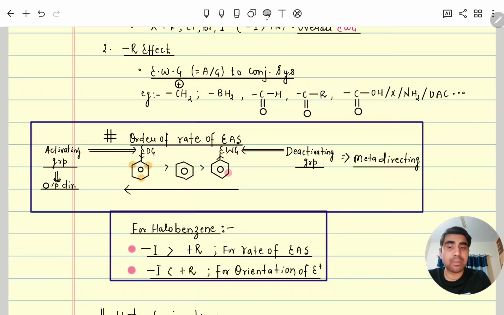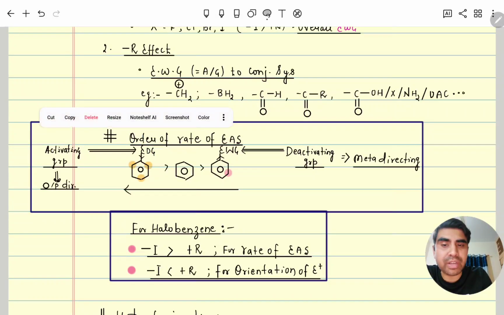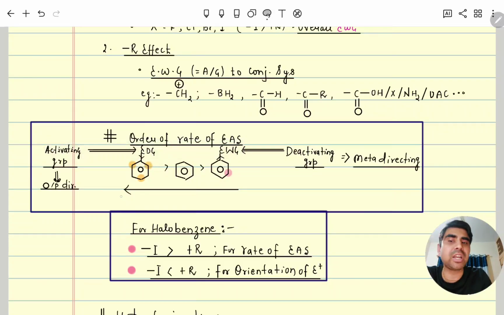So let's suppose, for example, benzene: if an electron donating group is attached, it will give electron at ortho and para only. In class we discussed this. If it is giving electron only at ortho and para, it means the electron density in this benzene is now increasing due to this electron donating group, due to plus R effect. So if an electrophile is coming, the rate will be higher at ortho and para, because overall the electron density is higher there.